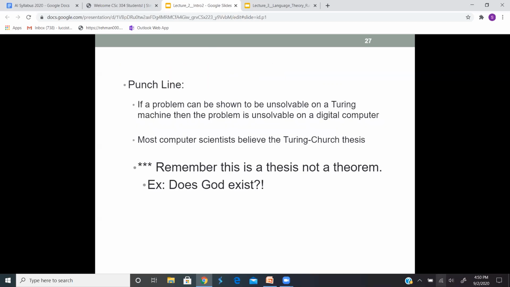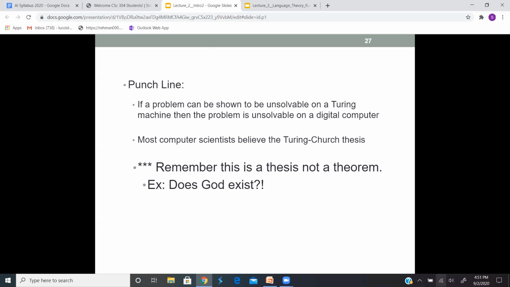So punchline, if a problem can be shown to be unsolvable on a Turing machine, then the problem is unsolvable on a digital computer. So this is why we deal with these theoretical models. We want to prove that there are some problems in computer science that are unsolvable. Not unsolvable on a theoretical model, who cares? We make our money using real computers.